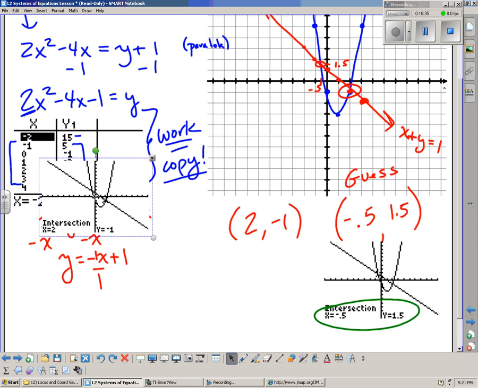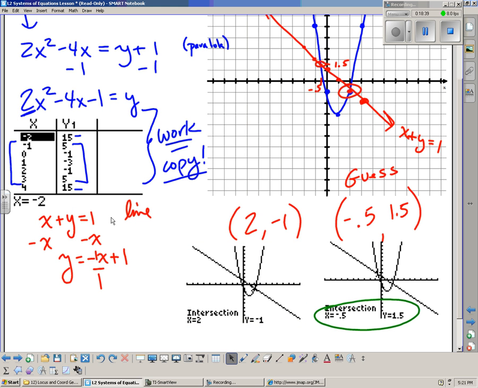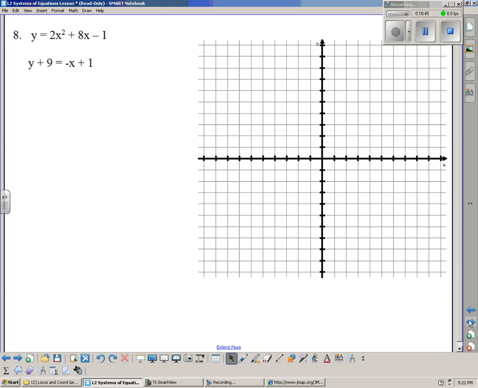So this is an alternate way to use the technology that you have at your disposal to get the intersection points. So now your homework, if you will, is to do problems 5 through 8 on this worksheet.